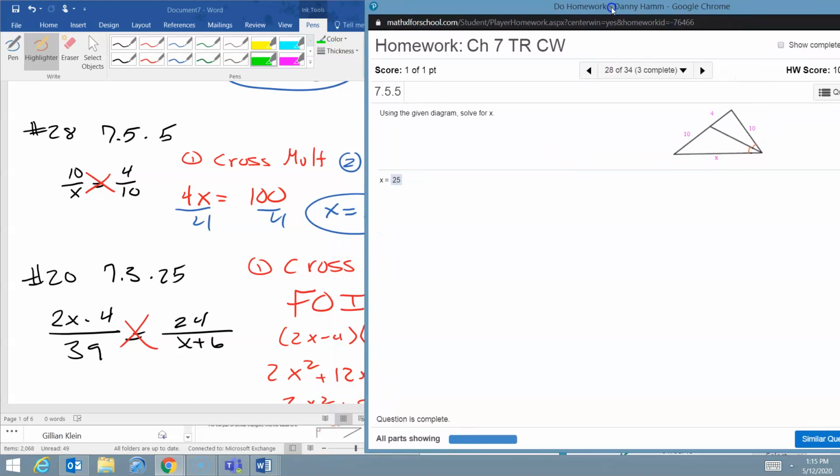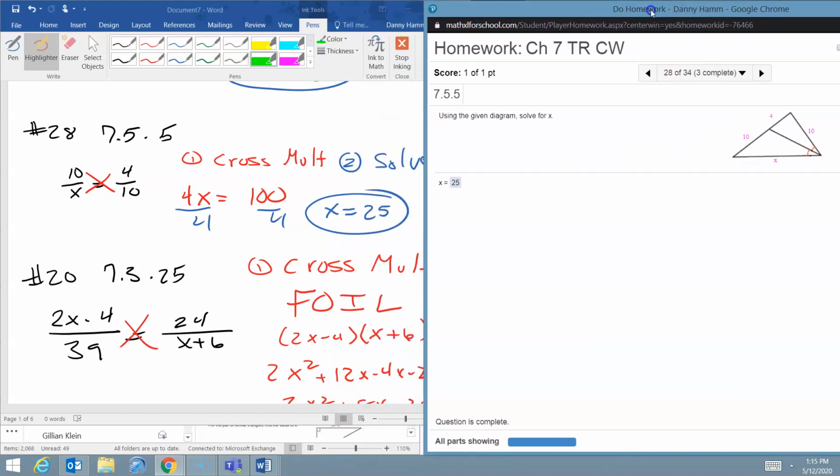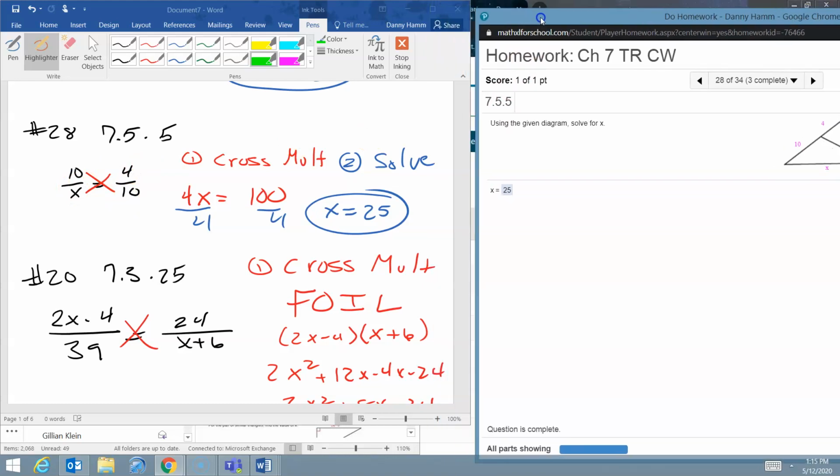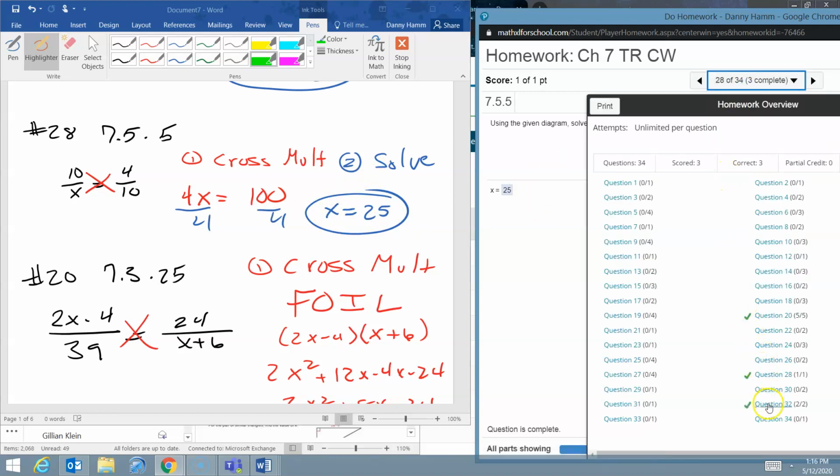And we could set up the ratio many different ways, but the way that I chose to was 10 over x is equal to 4 over 10. So same as before, we cross multiply here, so that gives us 4x equals 100, and we solve, giving us 25.